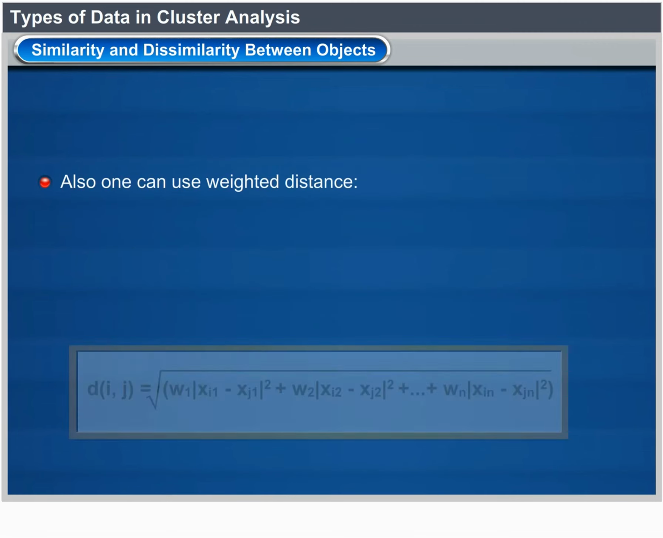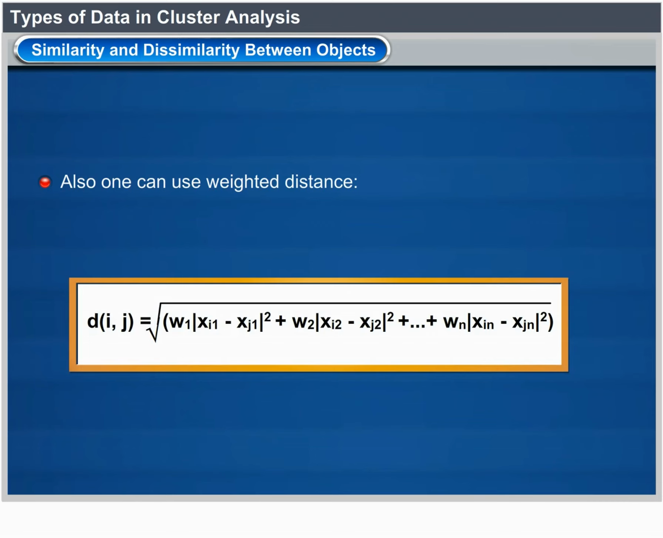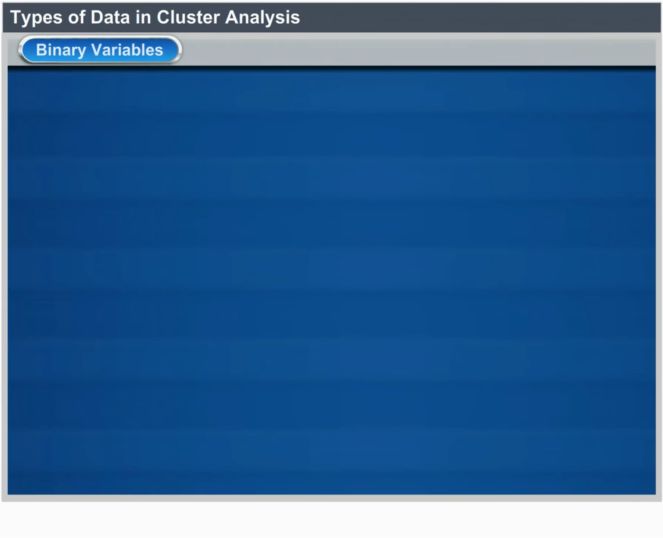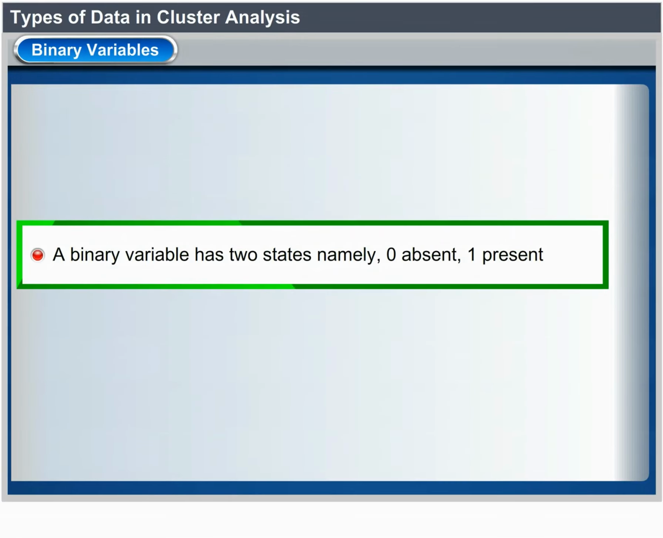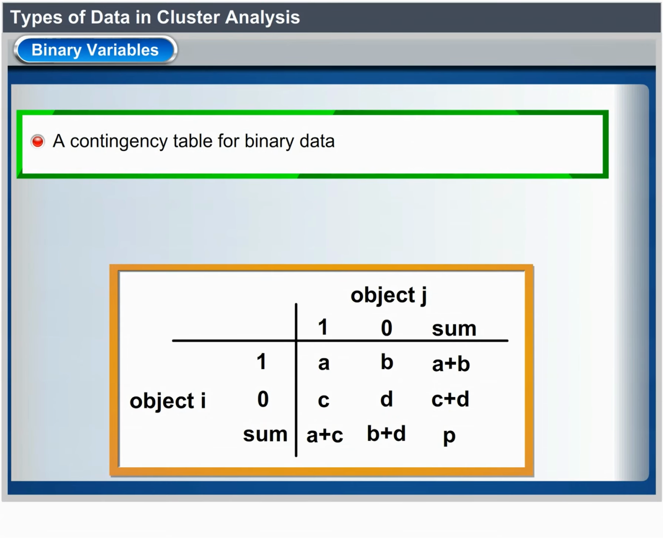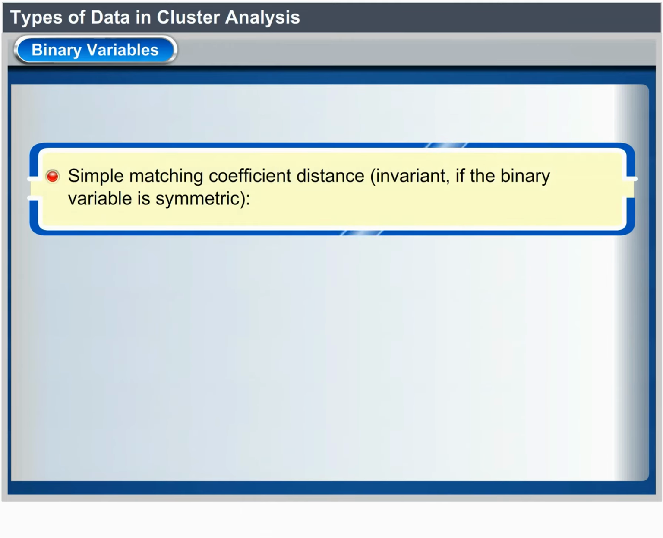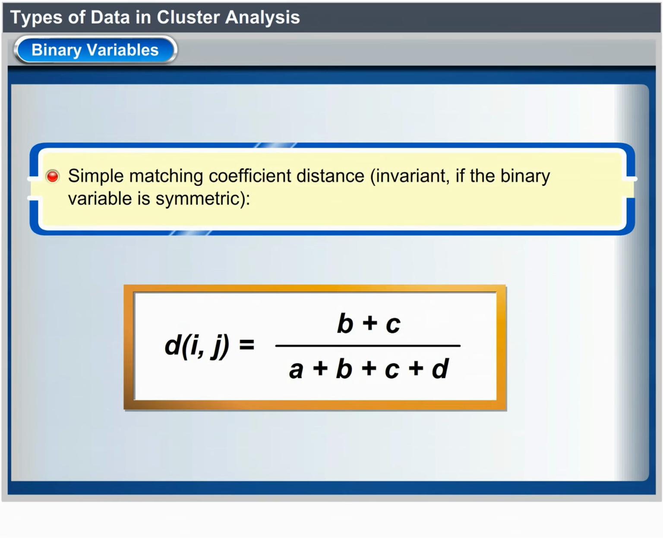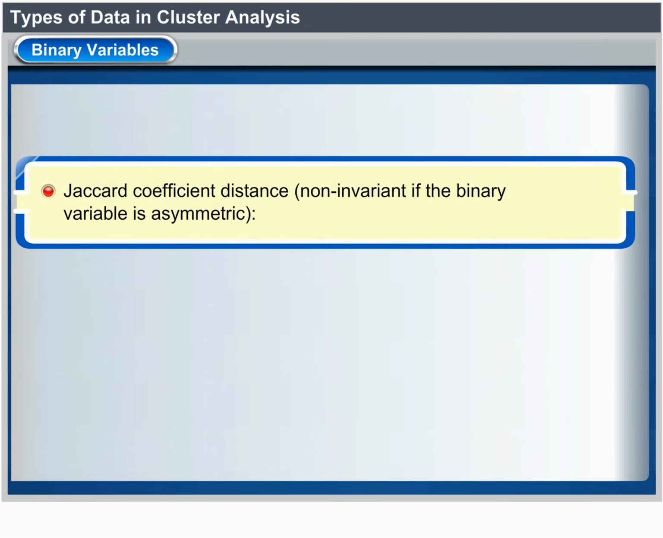Binary variables. A binary variable has two states, 0 absent, 1 present. A contingency table for binary data may be constructed as shown. Simple matching coefficient distance, invariant if the binary variable is symmetric: d(i,j) equals (b plus c) over (a plus b plus c plus d). Jaccard coefficient distance, non-invariant if the binary variable is asymmetric: d(i,j) equals (b plus c) over (a plus b plus c).